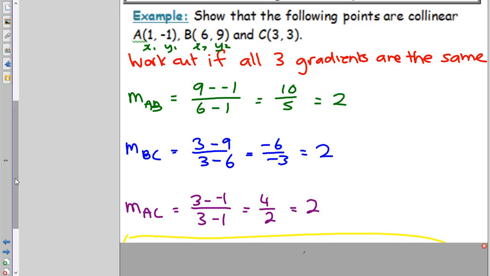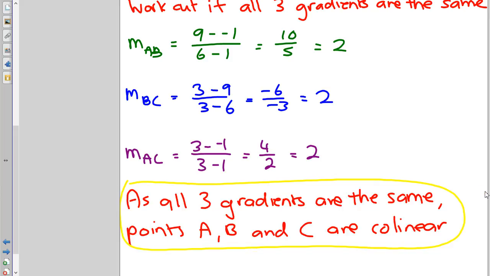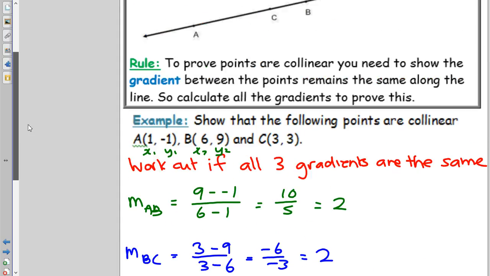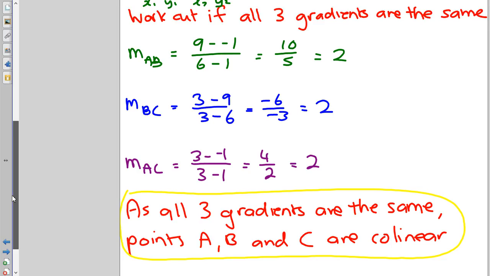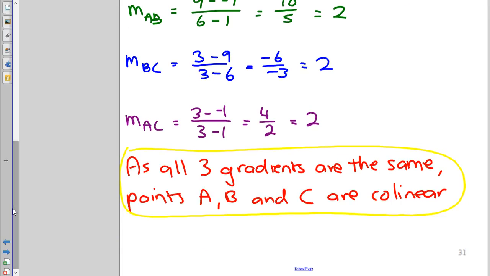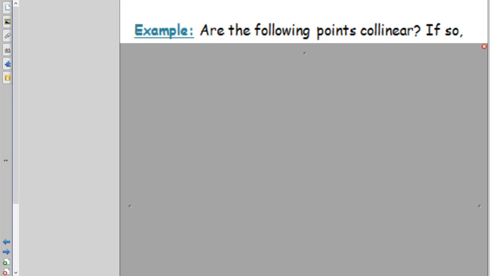So we have, in a sense, just proven that they're collinear, and we should give an explanation of that. As all three gradients are the same, points A, B, and C are collinear, meaning that they lie on the same line. That's what that means. Let's maybe try one more kind of question in that kind of frame before we finish up.